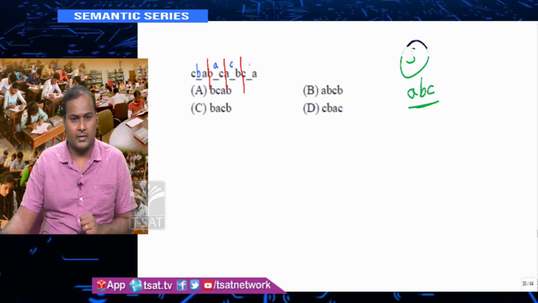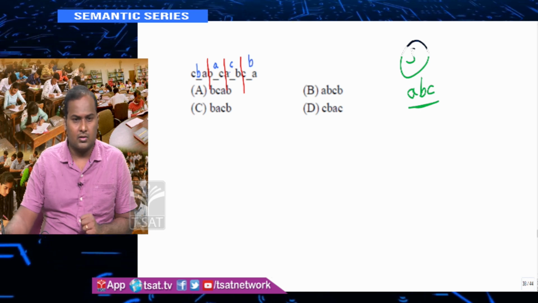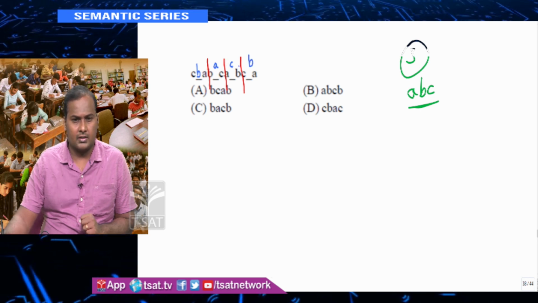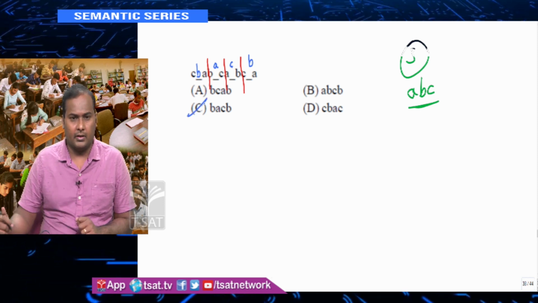I am missing C. In the fourth block, C gap A is there. I am missing B. So your answer will be B, A, C, B. So B, A, C, B is the answer. It's a bit tricky question.